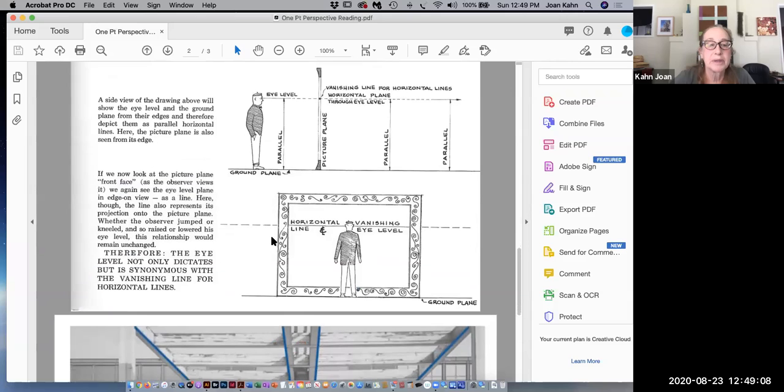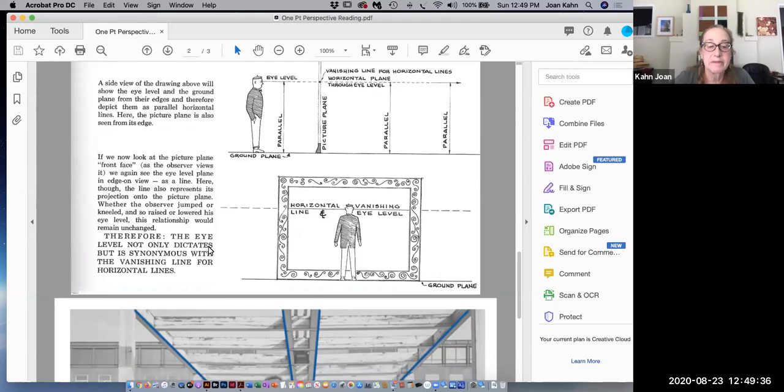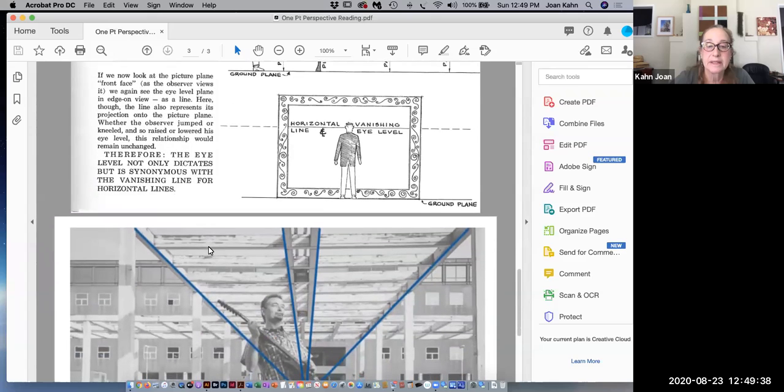If we now look at the picture plane, we again see the eye level plane in edge on view as a line. Here, though, the line also represents the projection onto the picture plane, notice. Whether the observer jumped or kneeled and so raised or lowered his eye level, this relationship would remain unchanged. Therefore, the eye level not only dictates but is synonymous with the vanishing line for horizontal lines.